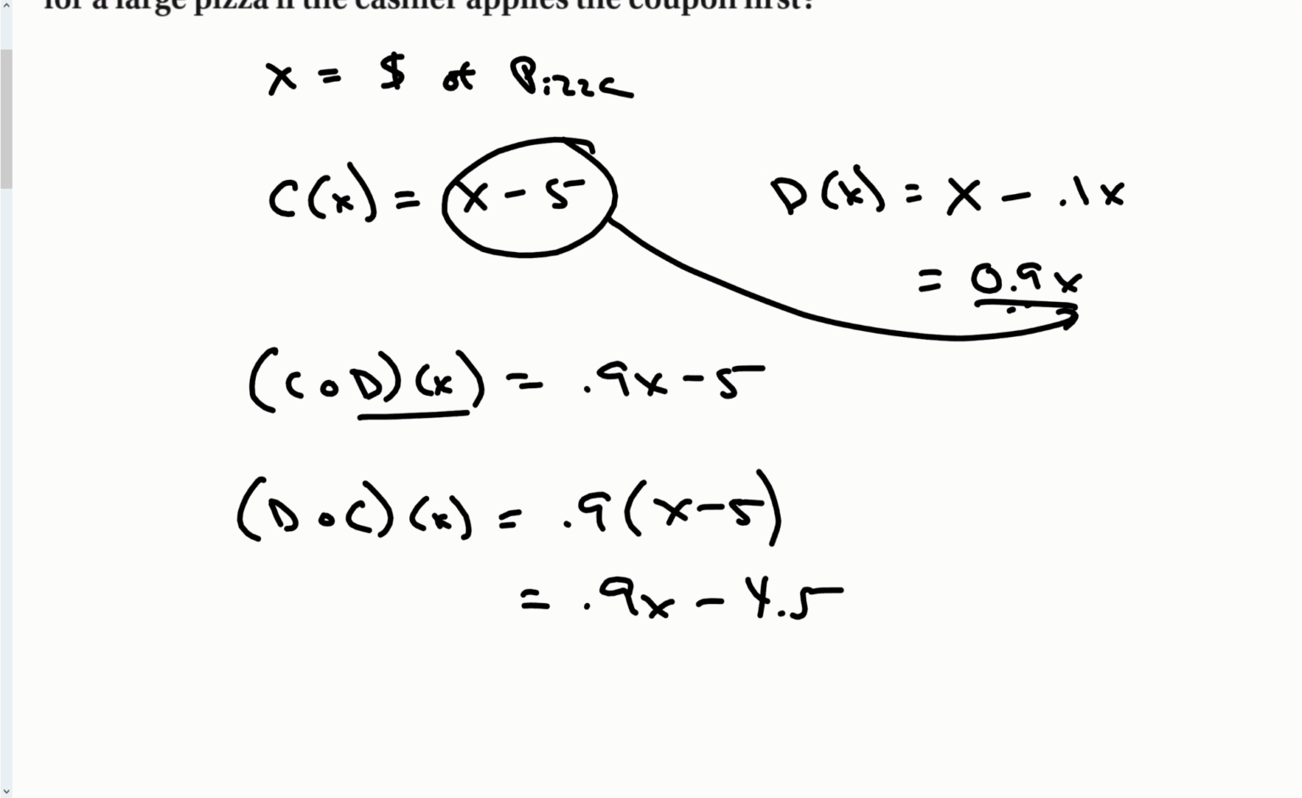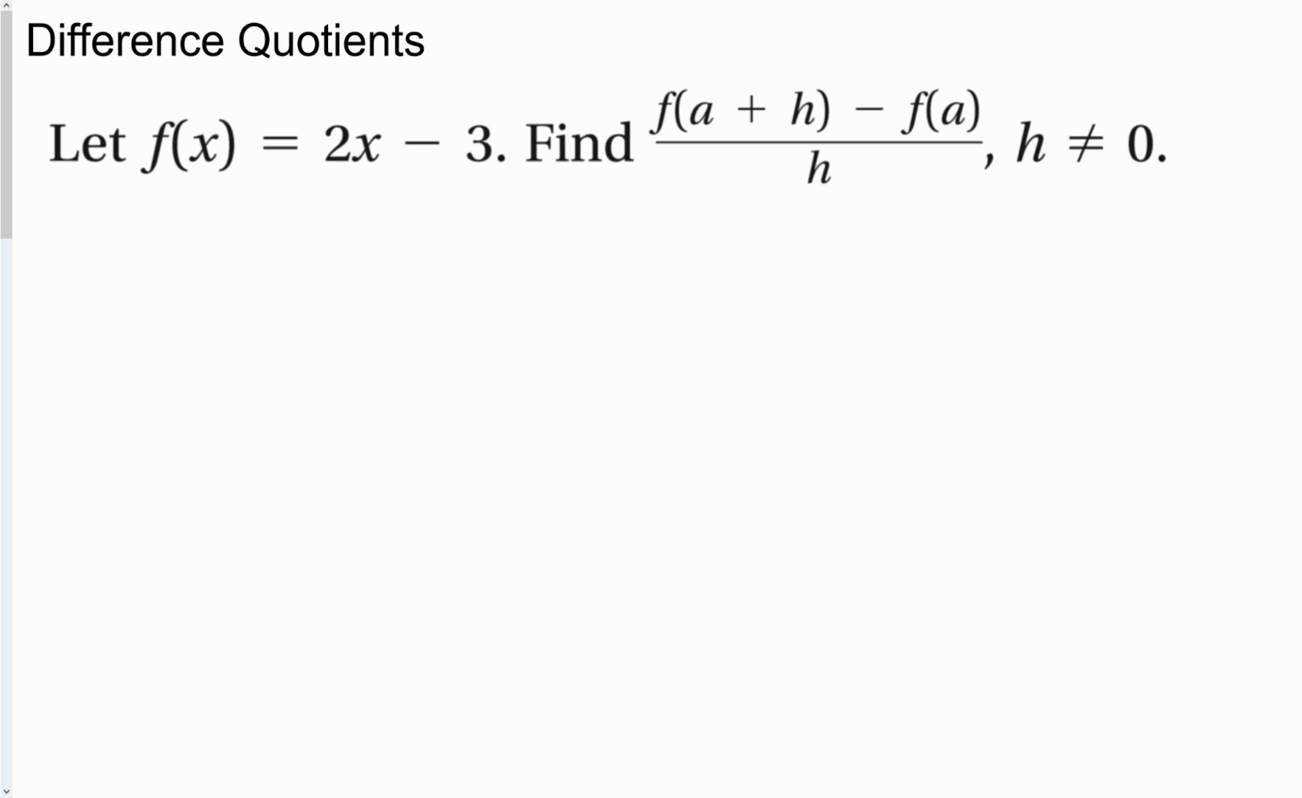All right. Let's talk a little bit about difference quotients. Difference quotients are very interesting.